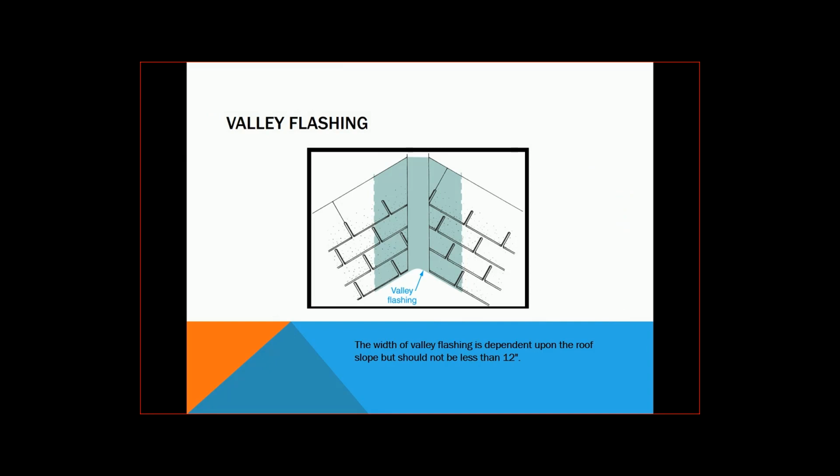Valley flashing. When you have two roofs that slope down and come to a point, before they put the roofing material on, they're going to put a piece of flashing in that joint, and then they'll put the roofing material on top of that. It should come back up under the roof about 12 inches on each side so that water cannot get back up underneath that.